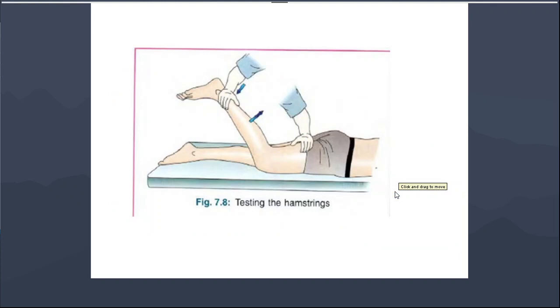Now, how can you test the hamstring muscles? I already told the actions of hamstring muscles. What is the main action of hamstring muscles? Strong flexion of the knee, chief flexor of knee joint. So if you are going to test this on the patient like this, you can see flexion of the knee joint, and if it is difficult to flex the knee joint, then you can say there is tearing of these hamstring muscles.